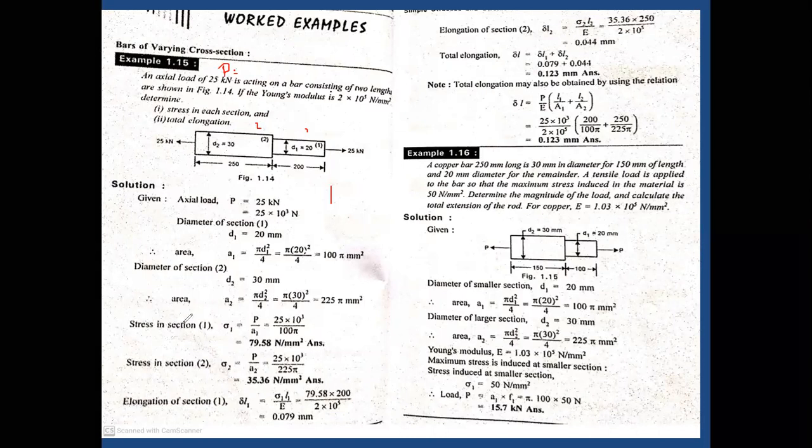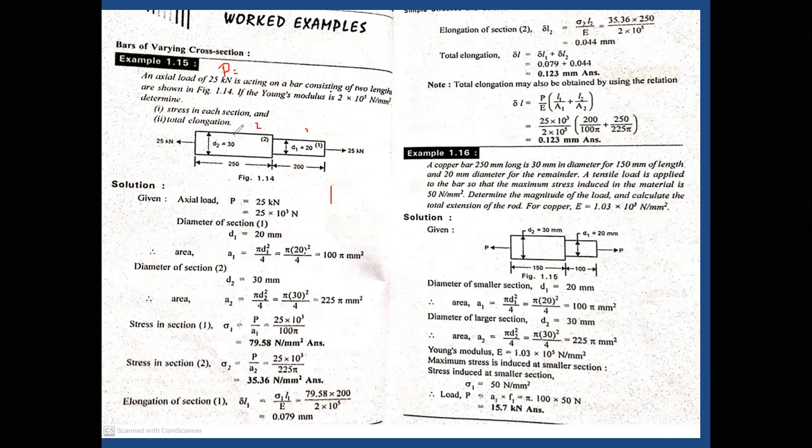So we need to calculate the stress in each individual section. From the basic formula, stress is load by area. P, as mentioned, is 25 into 10 cube, and the area is 100 pi. The value is 79.58 newton per mm square, or megapascal.